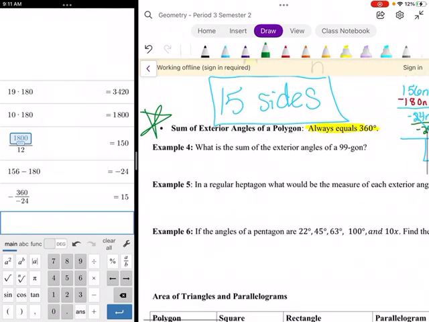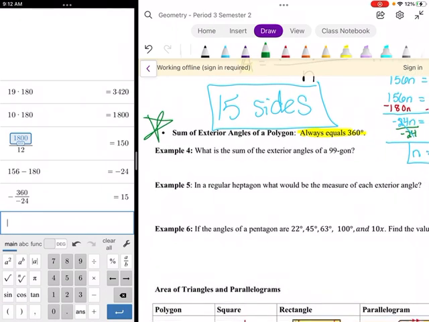So because the exterior angles of a polygon always equal 360, we're going to be able to answer some questions based off of that. So example 4, what is the sum of the exterior angles of a 99-gon? Well, from what we just read, it's always going to be 360. So even though this one has 99 sides, the sum is going to equal 360 because it says the word exterior here.